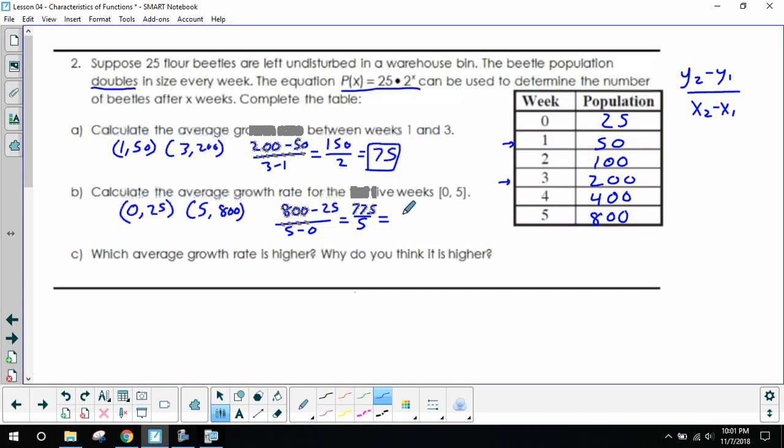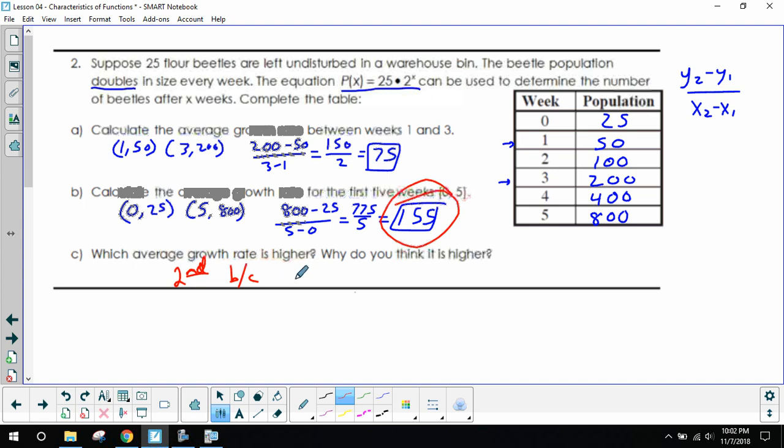You may have to turn the mic up because, again, I am whispering. Which average growth rate is higher? Why do you think it's higher? Which one's a larger number, guys? That's right, 155 is greater than 75. So which growth rate is higher? We're going to say the second one. Why is the second one greater? That's right, Gabe. Because this is between 0 and 5 weeks.